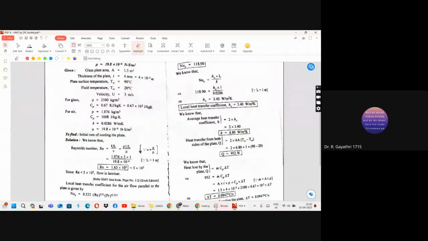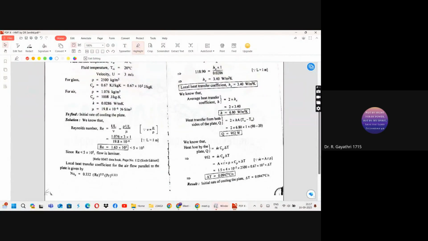We fix density and U. L is not given; we can see only the plate area and the thickness. So we can assume length as 1 meter, at which we can find the rate of heat loss and the rate of cooling the plate. The Reynolds number value is less than 5 into 10 power 5, so we can assume the flow type as laminar flow.